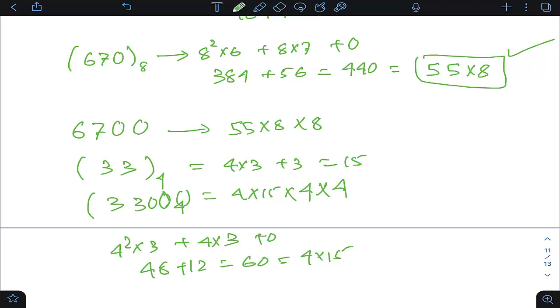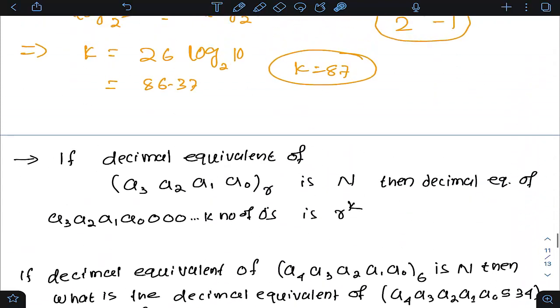So the point is, it doesn't matter what base I have. If I have an existing number, and I keep on adding 0 on the LSB side, then each time on addition of each 0, the value of the number will increase by base times. I'm speaking about the decimal equivalents. Okay. So how can I write this?